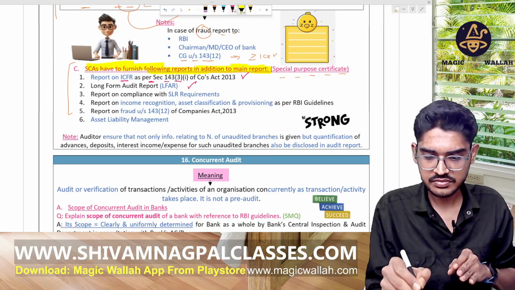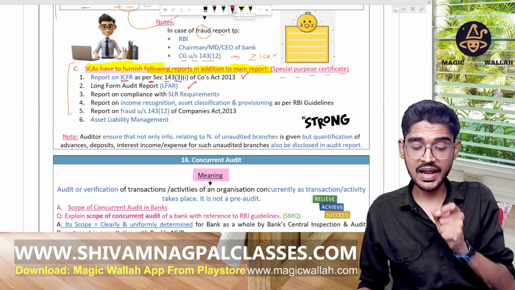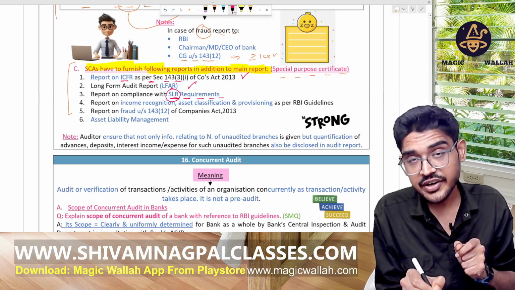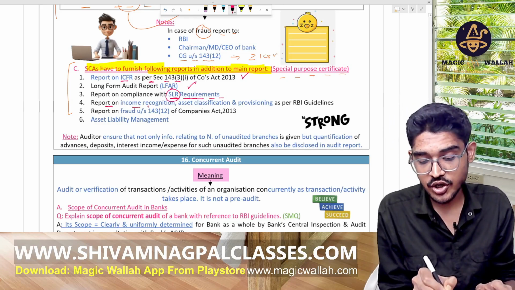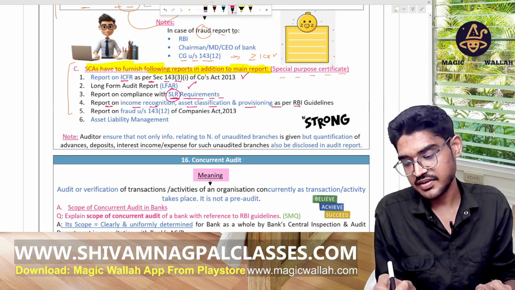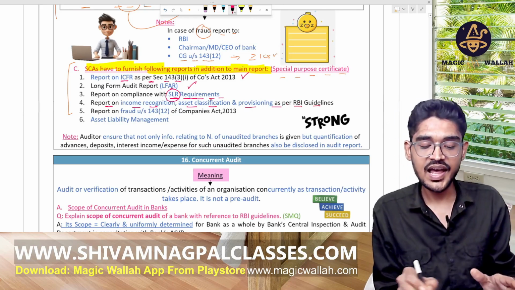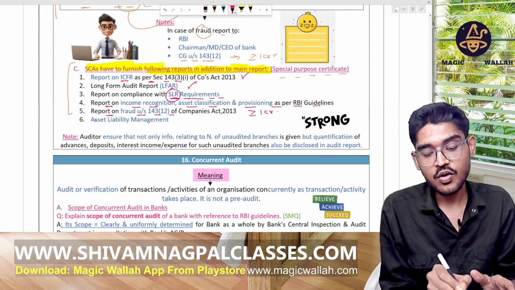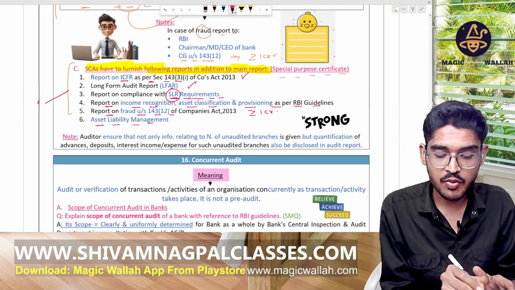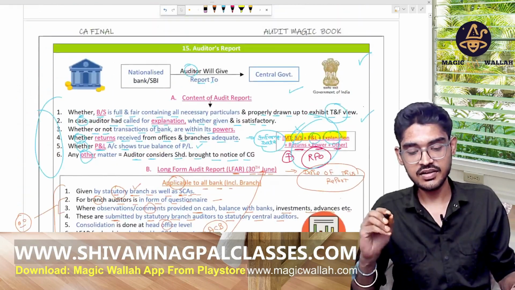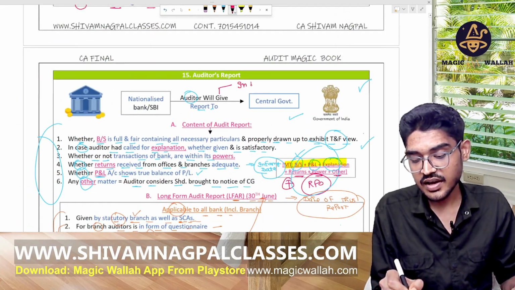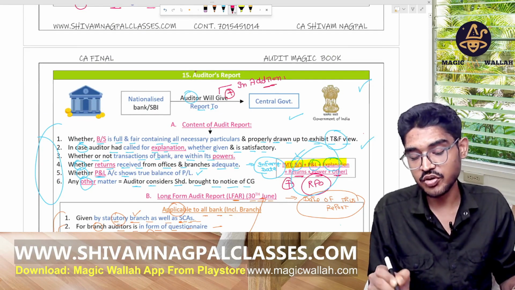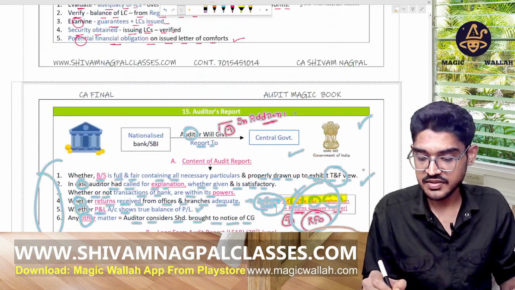Remember the point. Now the third one says report on the compliance on the SLR requirement, statutory liquidity ratio requirement, report on income recognition, asset classification and provisioning, like standard, substandard, etc., and report on fraud 143(12), 1 crore, or asset liability management. These are the additional reporting, in addition to the main report. This report plus this additional report. These are 6, this 6 plus this 6.